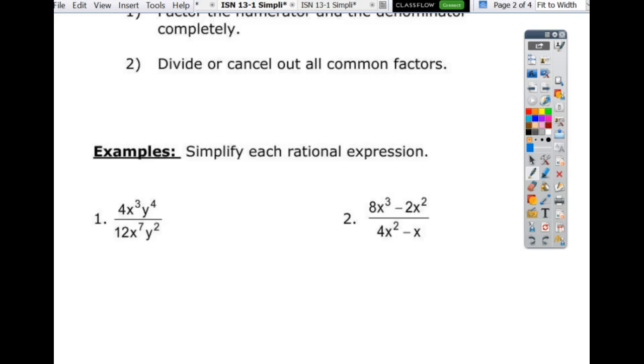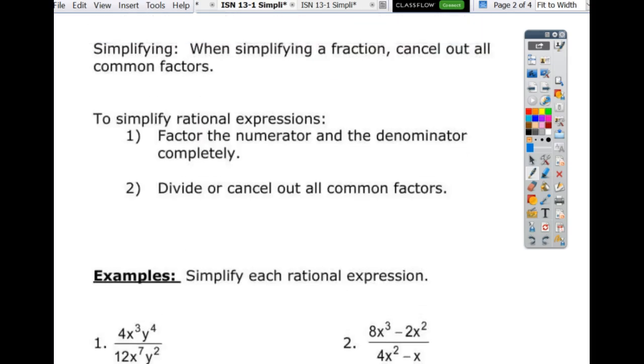Okay, so we're going to start by simplifying rationals. That's what we're going to do today. Before we start, if I have y to the fifth over y to the second, we subtract our exponents, right? So 5 minus 2 would give me y to the third. Okay? All right.